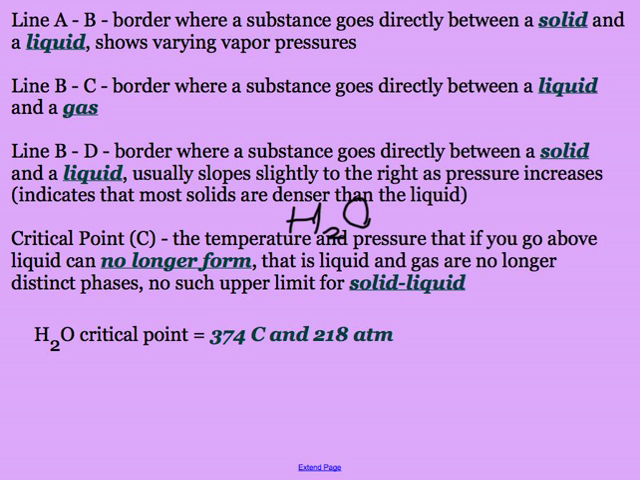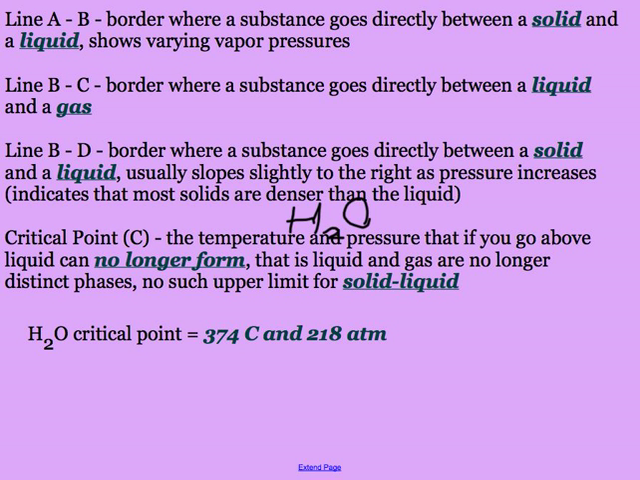And then we said before, we know there's a critical point, and we also know there's a triple point. For water, this is our critical point right here. So you'd have to be 374 degrees Celsius and 218 atmospheres, so it's pretty intense.